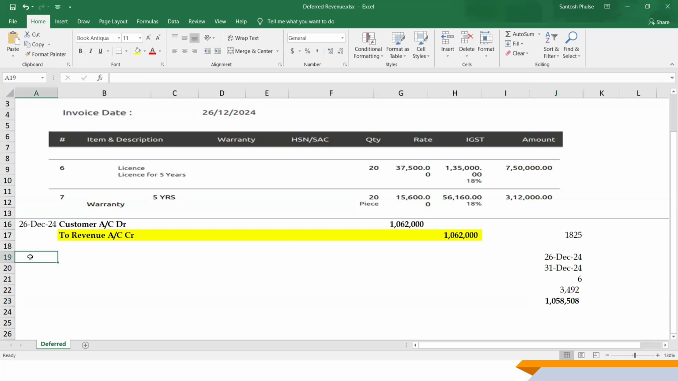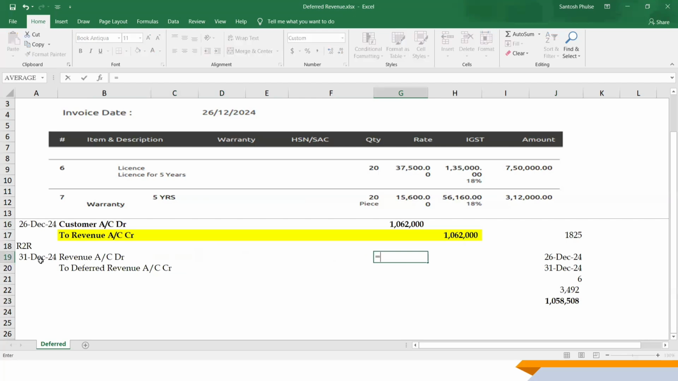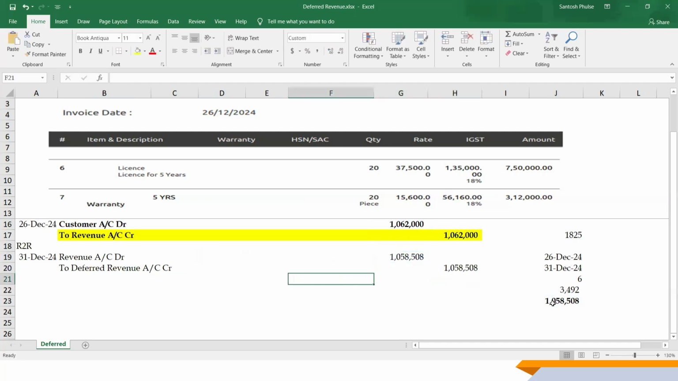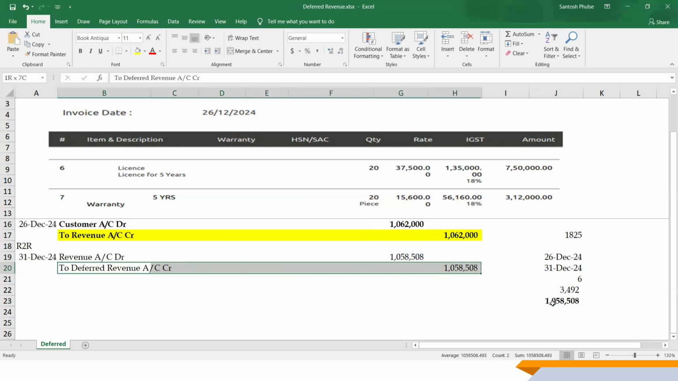And every month we are going to take the entry for that. So as on 31st December 24, R2R is going to take the entry in the system: your revenue account is going to be debited, your deferred revenue account is credited, and the amount is 10,58,508. And this deferred revenue is going to hit your balance sheet as a liability.